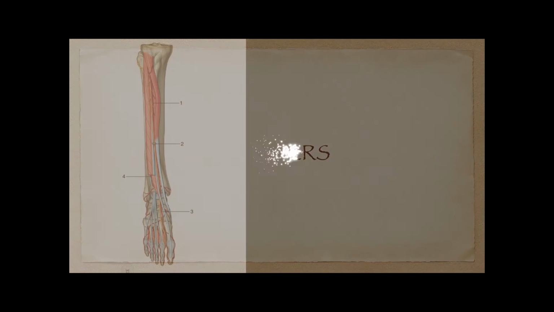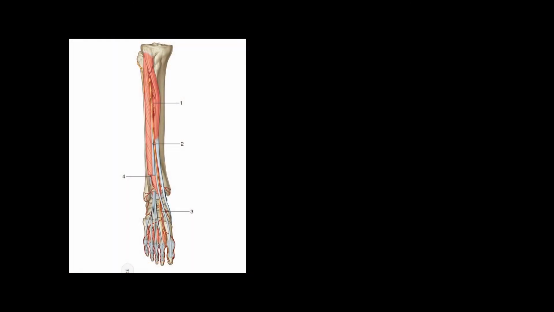So what are the dangers in the surgical approach? The first danger is the common peroneal nerve, but guys, we know that the common peroneal nerve lies well behind tibialis anterior muscle, so usually it is not injured.